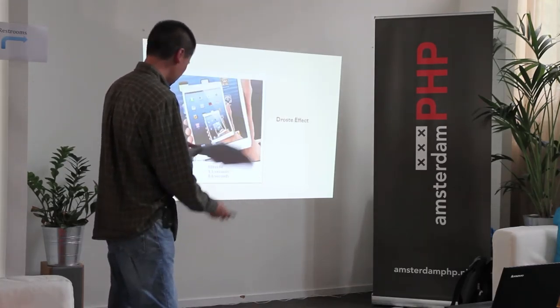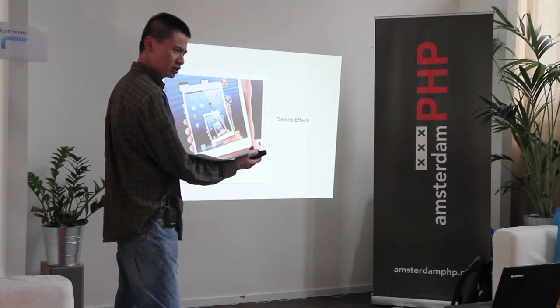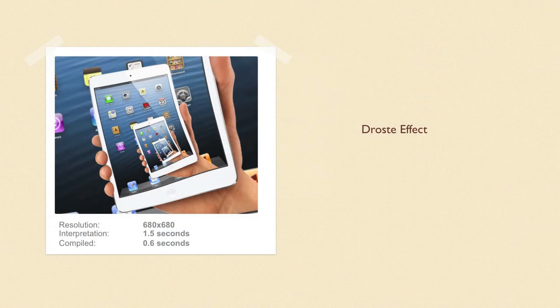And the next one, what we see here is what's called the thruster effect. I think the name is Dutch. How do you pronounce it? Thruster. Yeah, so you see, you have an iPad inside an iPad, inside an iPad, and so forth.